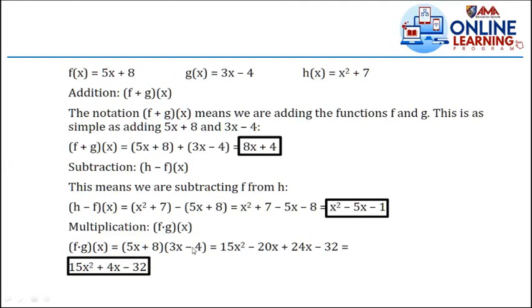Using the FOIL method: inner, first, 5 by 3 is 15, 5 by 4 is negative 20, 8 by 3 is 24, 8 by 4 is negative 32. Collecting like terms, ito magiging 4x na lang siya, no? So we have 15x squared plus 4x minus 32. So that's your addition, subtraction, multiplication.